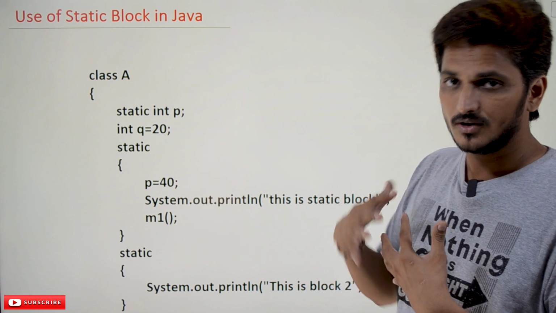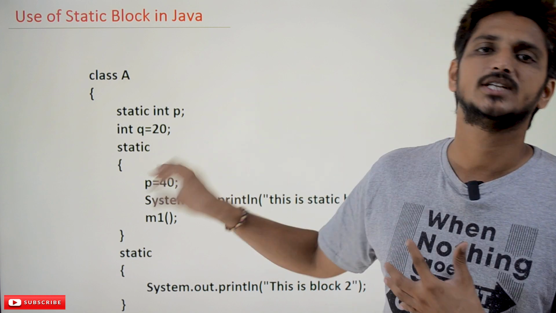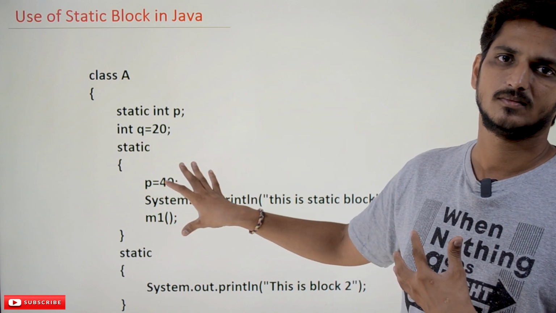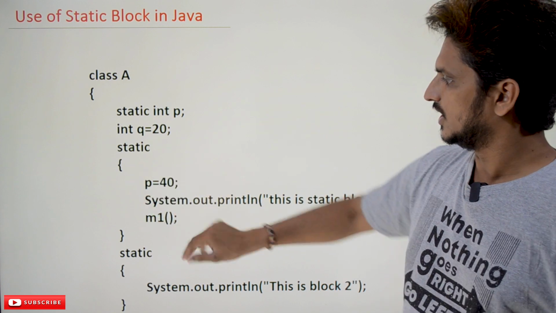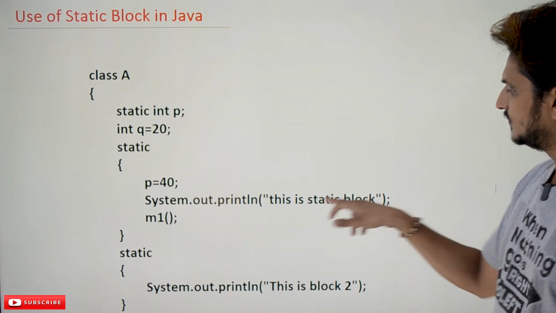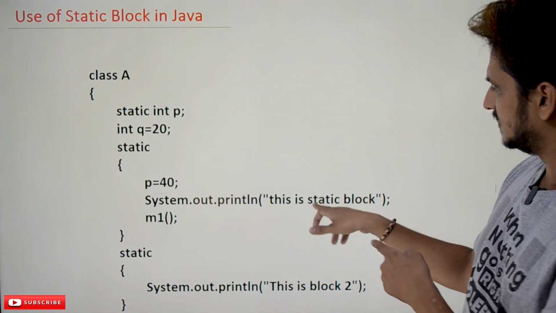Before you start your main, you need to do something. Then we go with a static block. Definitely it has to be executed. Go with a static block. Now System.out.println of this is static block. So our output is this is static block.